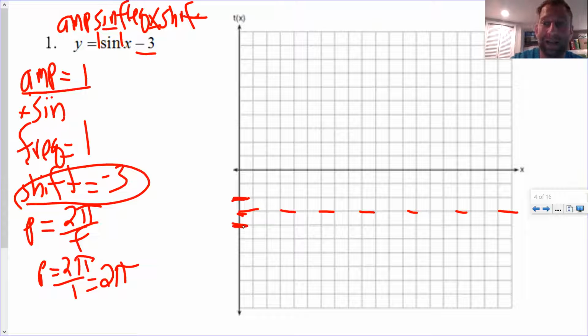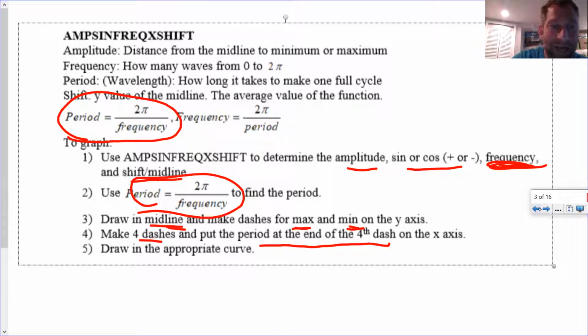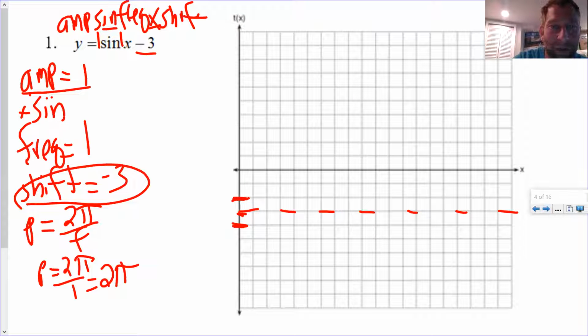That's my y-axis. Now my x-axis, I make 4 dashes and put the period at the end of the 4th dash. So I like to skip boxes. 1, 2, 3, 4. The period goes at the end, 2 pi.